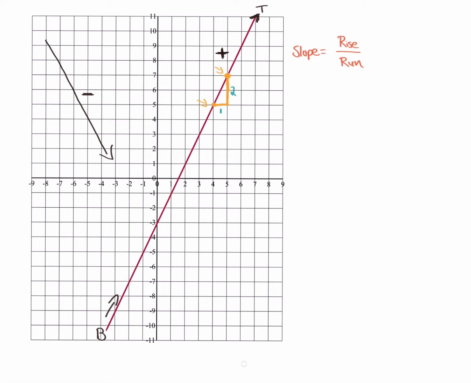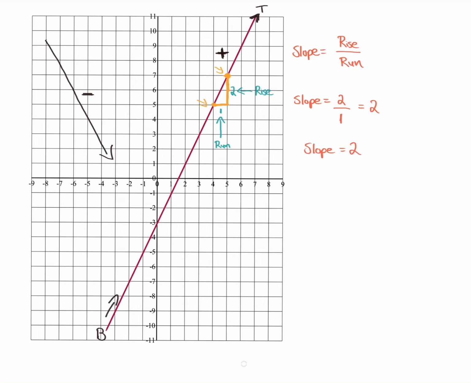All right? So this bottom bit is what we call the run. And this top bit, this bit going up, is what we call the rise. So now we have the rise and the run. All I do is I say slope equals the rise, which is 2, over the run, which is 1. And in fractions, 2 over 1 is the same as saying 2. So the slope of this line is 2.